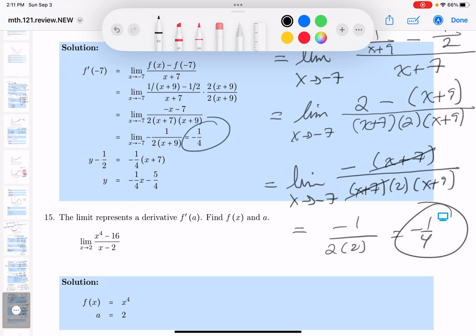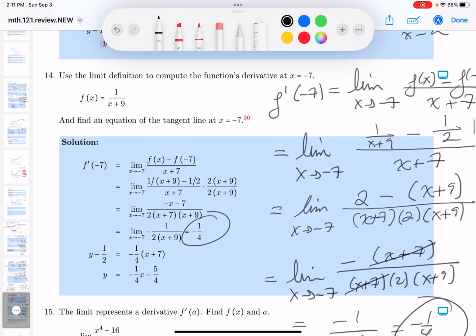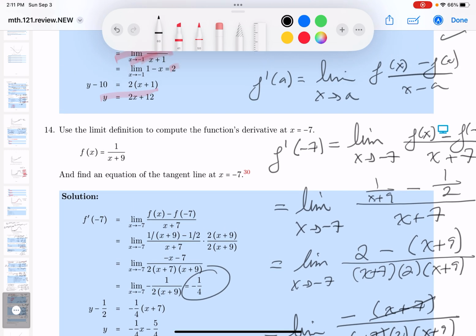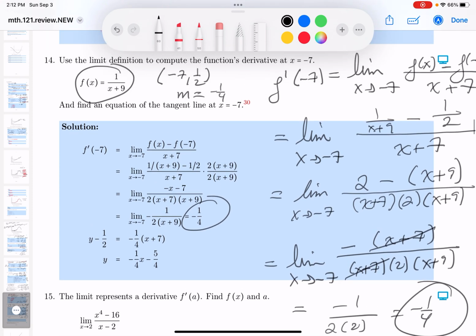What's the other thing they asked for? What's the equation of the tangent line at minus 7? So let's write this down. The point is, let's see, minus 7. Plug in minus 7 to that function, you get 1/2. I'm plugging it in here, by the way. What's the slope going to be at this point? Well, we just computed it. It's minus 1/4. I'm going to write it down for you now. That's going to be y minus 1/2 equals, the slope is minus 1/4, and then you're going to get x minus minus 7, which is x plus 7.